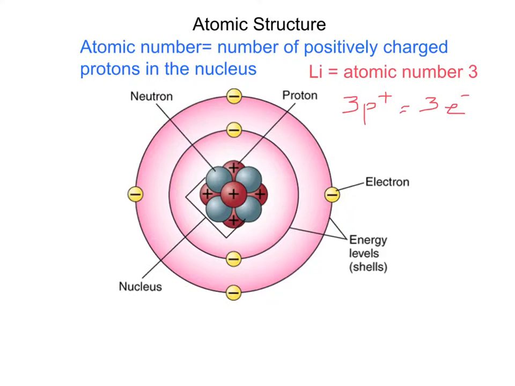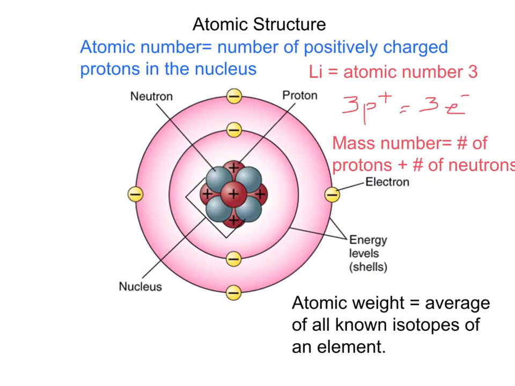Another term we often use in chemistry is the mass number. The mass number is equal to the number of protons plus the number of neutrons in the nucleus of an atom. The mass number is always a whole number. This should not be confused with the atomic weight. The atomic weight is the average of all known isotopes of that element. Later on we'll talk about what isotopes are. But the atomic weight has decimals. The mass number does not. It is a whole number.